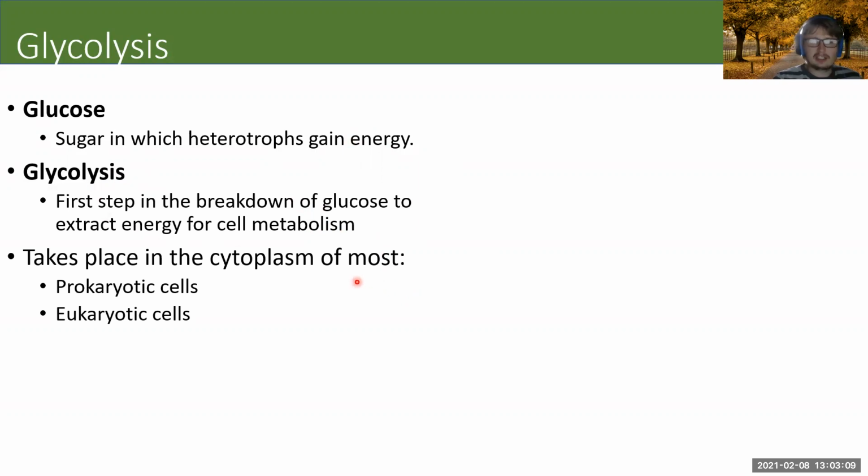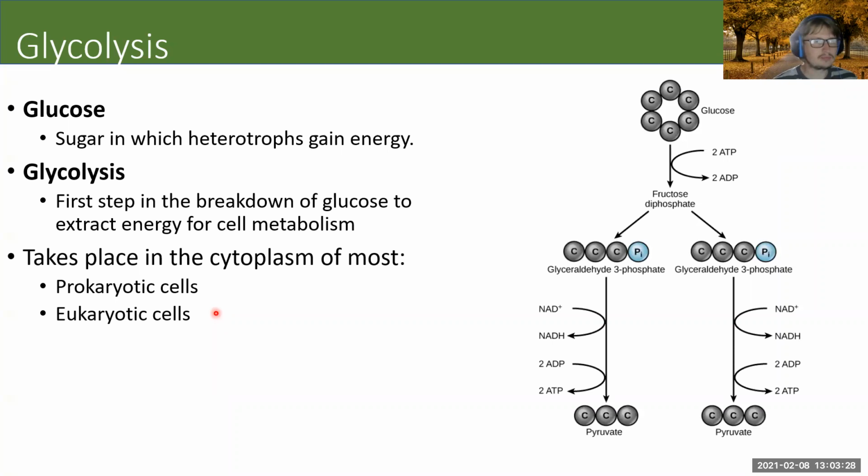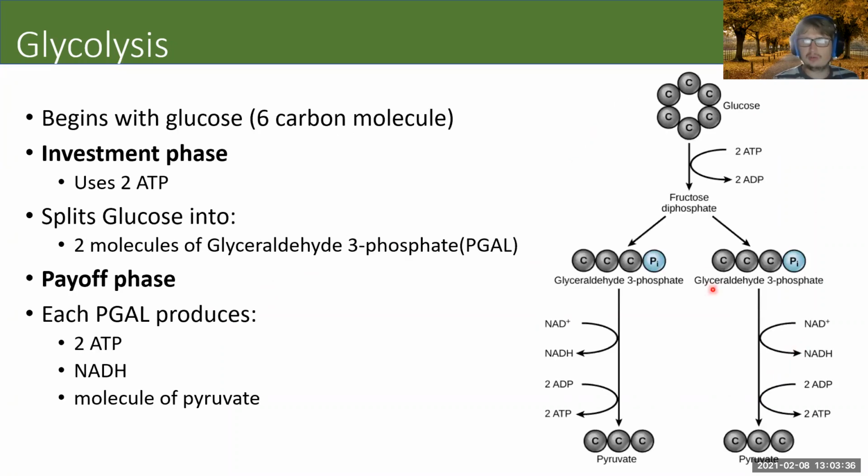Glycolysis actually takes place in the cytoplasm of prokaryotic cells and eukaryotic cells. After glycolysis happens, the products then travel to the mitochondria, where the rest of the cellular respiration process occurs. So here we have our basic image of glycolysis and the different steps. And what we're going to do is walk through this a little bit.